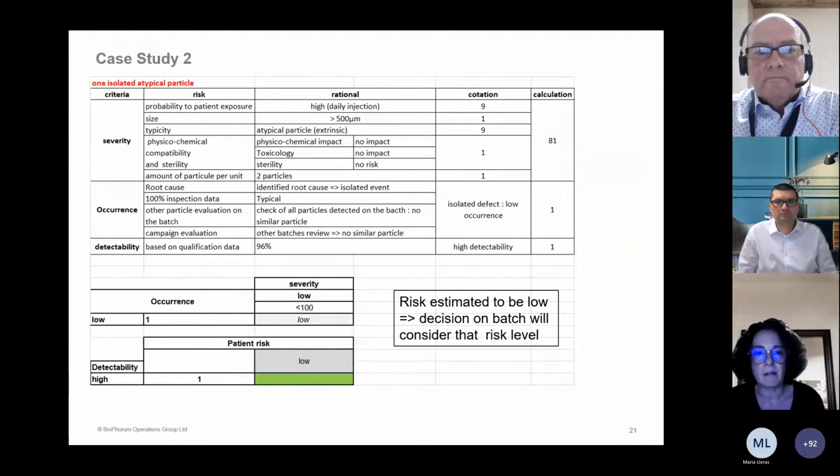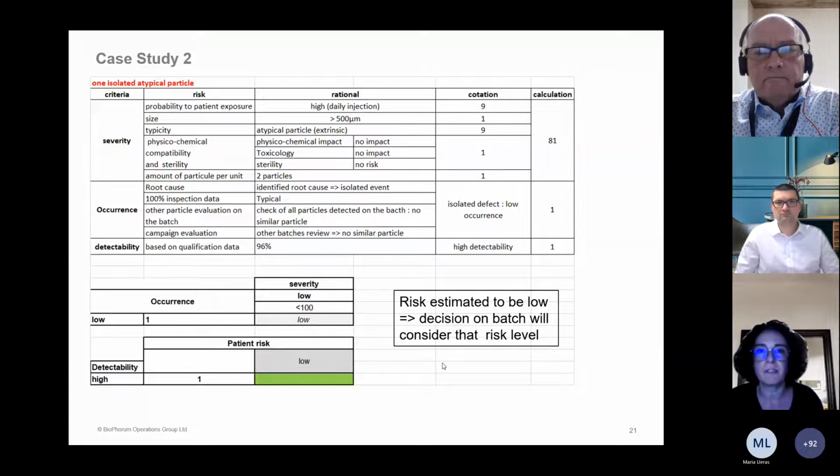We then evaluate the detectability of the particle. Doing that, we use qualification data. In our case, it was a very high detectability that allowed a quotation of 1. So if we cross all this, we consider that the final overall risk is low for that specific event, and that will be used in the overall investigation to make the decision on the batch.